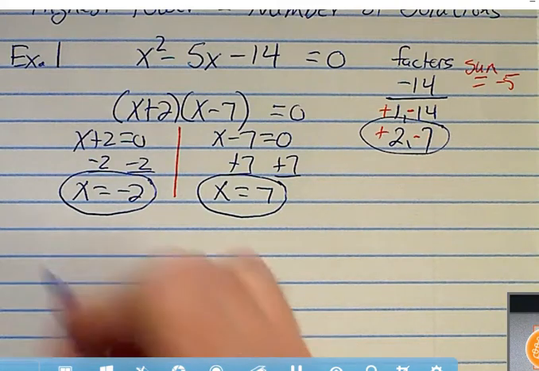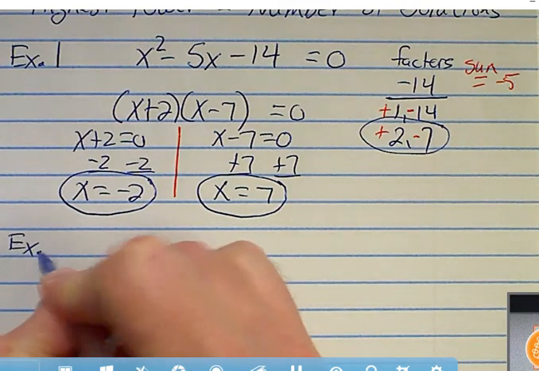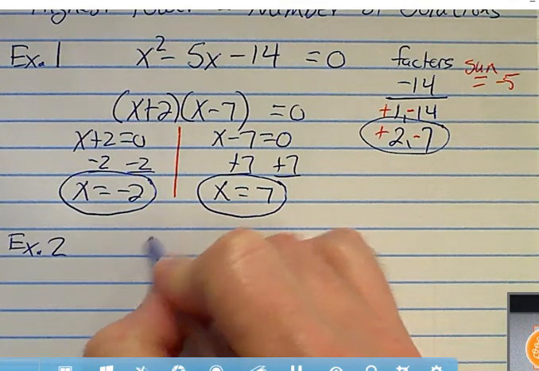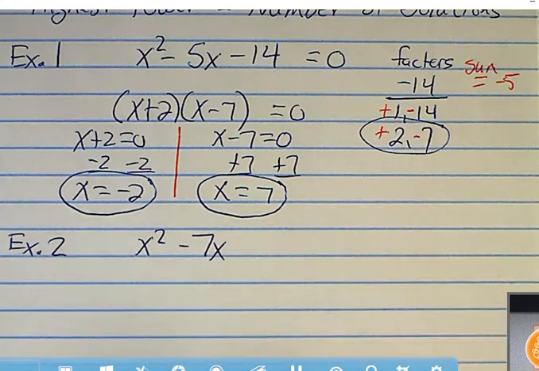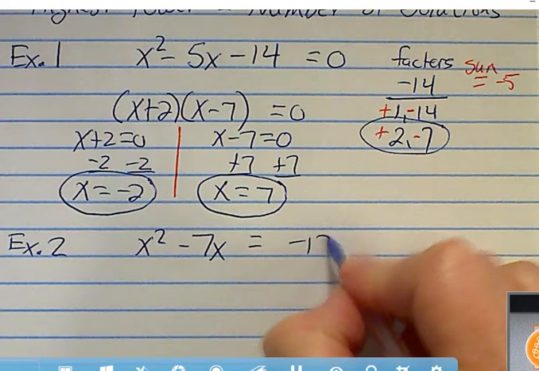Okay, let's give you another one here. So let's go with x squared minus 7x equals negative 12.